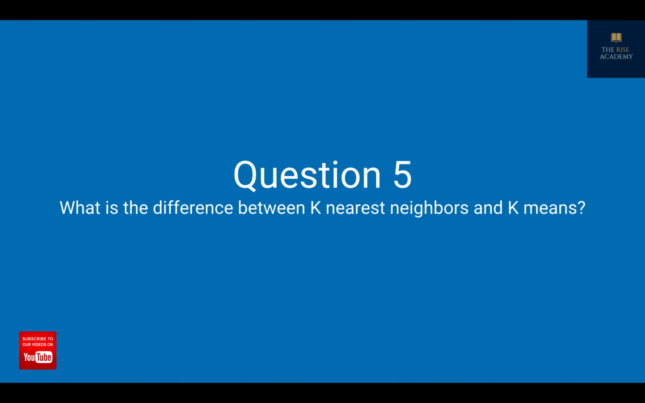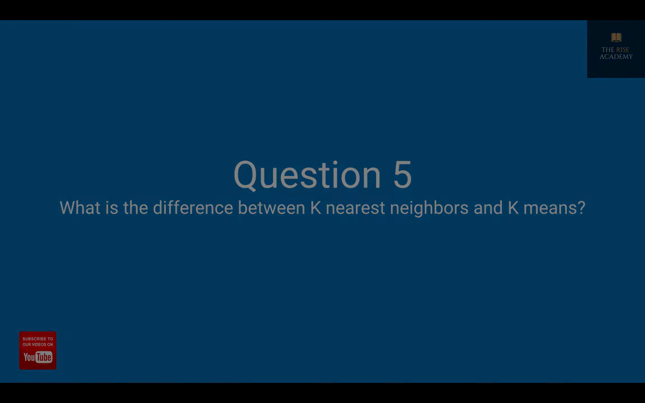And that brings us to question number 5, which is, what is the difference between k nearest neighbors and k means? It's again a common question, and it is asked because it's easy to get confused between KNN and k means, because both of them have the letter k in their names.